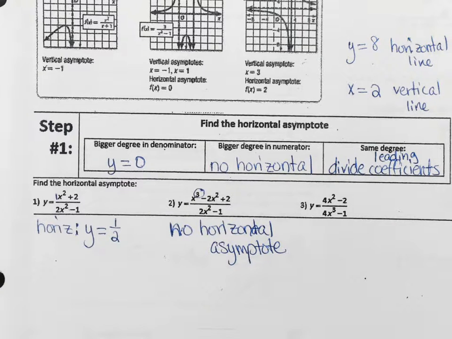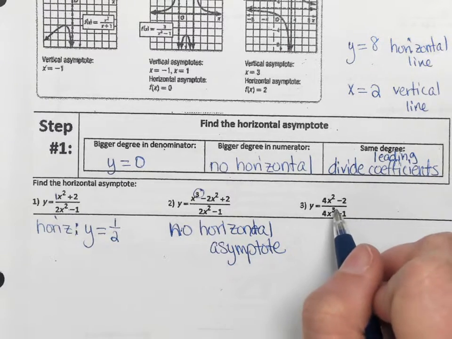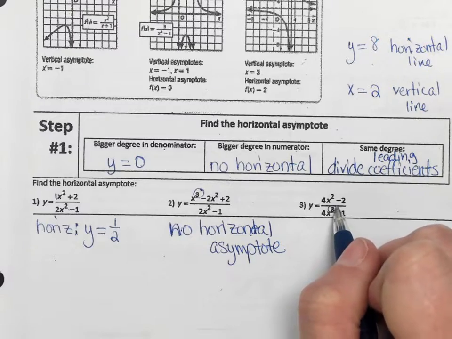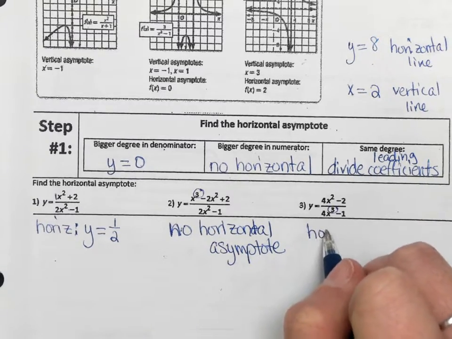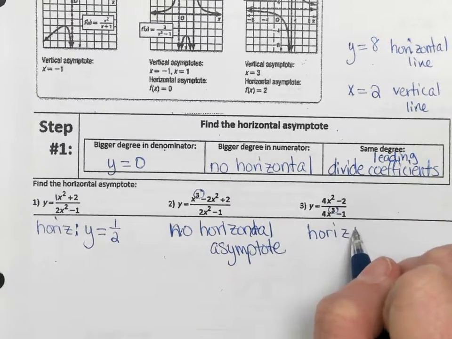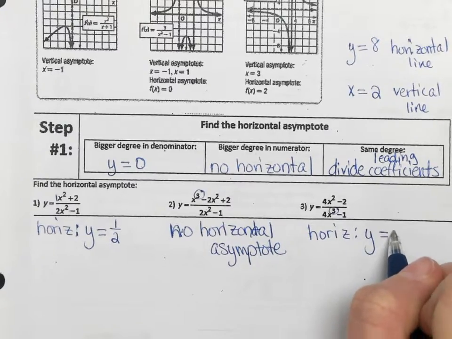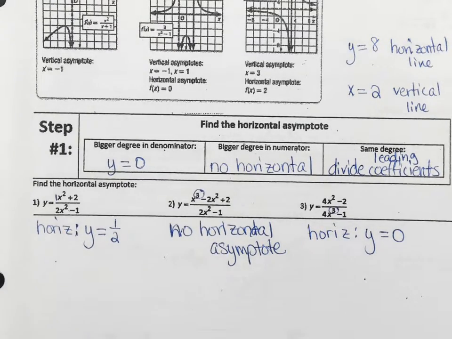Alright. What about number 3? What do you notice about number 3? The biggest is in the denominator. So my horizontal asymptote is where? Y equals 0. Now let's take a stroll down memory lane.